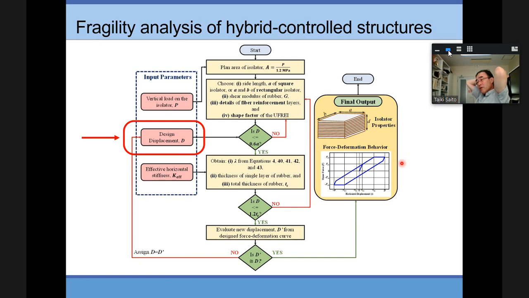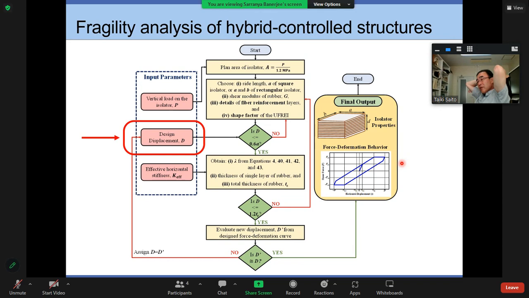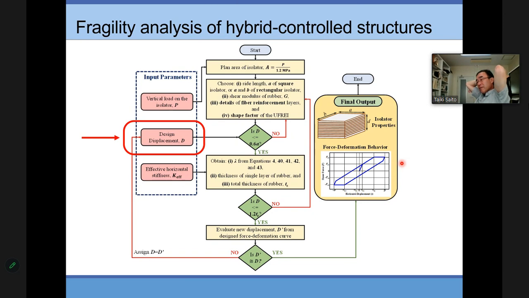So suppose you have a design spectrum. Can you find out the optimum TMD and the optimum isolator based on the design spectrum, from doing time history analysis? From the design spectrum. If it's only base isolation, yes, sensei.